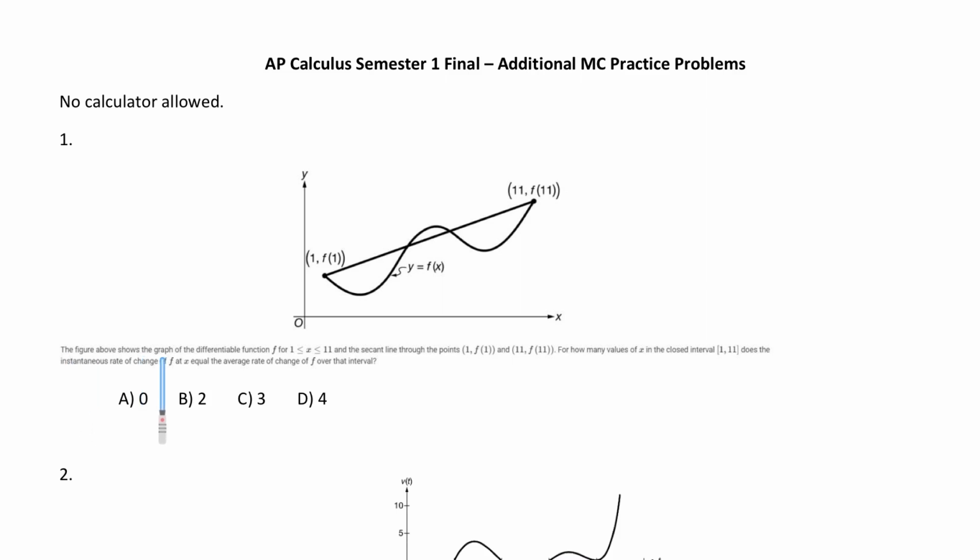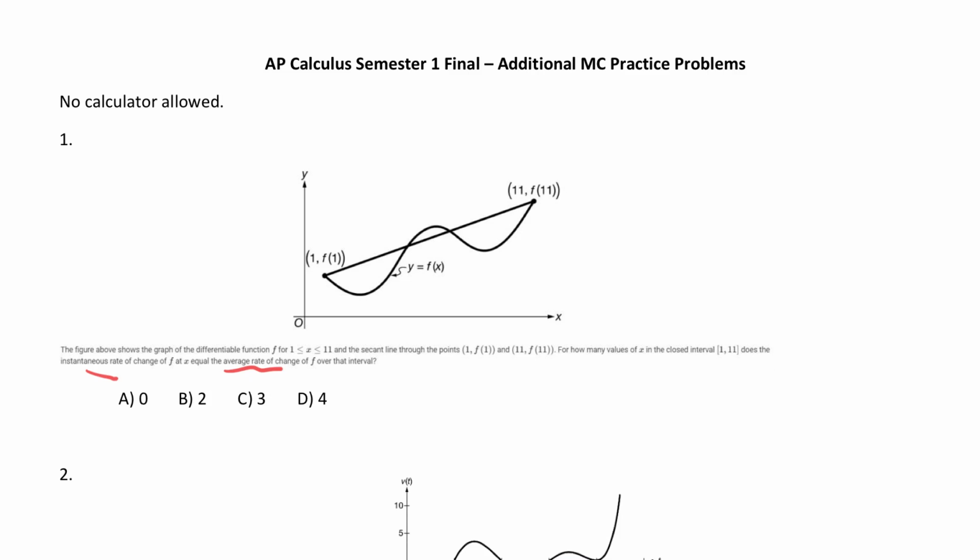So the figure above shows the graph of the differentiable function f for x between 1 and 11, and the secant through the points (1, f(1)) and (11, f(11)). For how many values of x in the closed interval from 1 to 11 does the instantaneous rate of change equal the average rate of change? All right, so we want to know when the instantaneous equals the average.